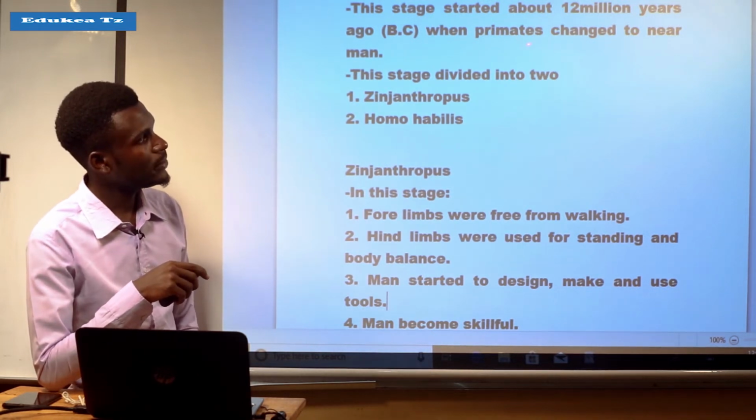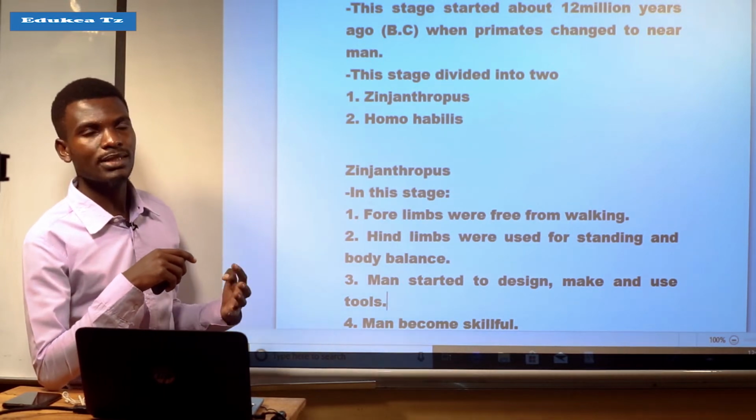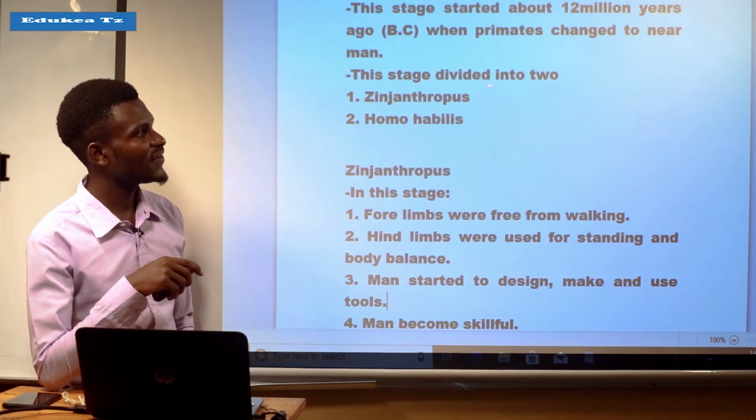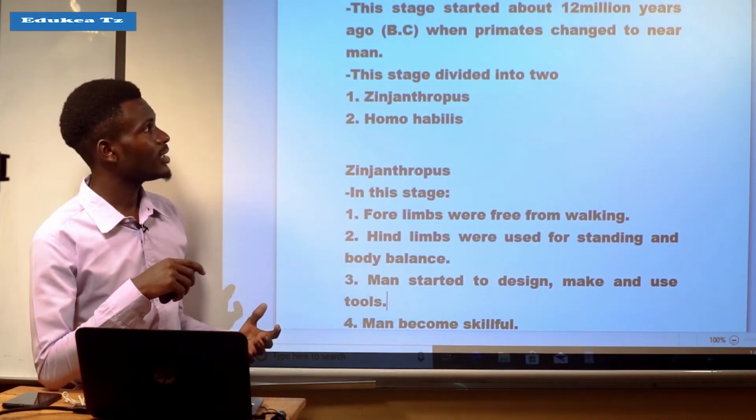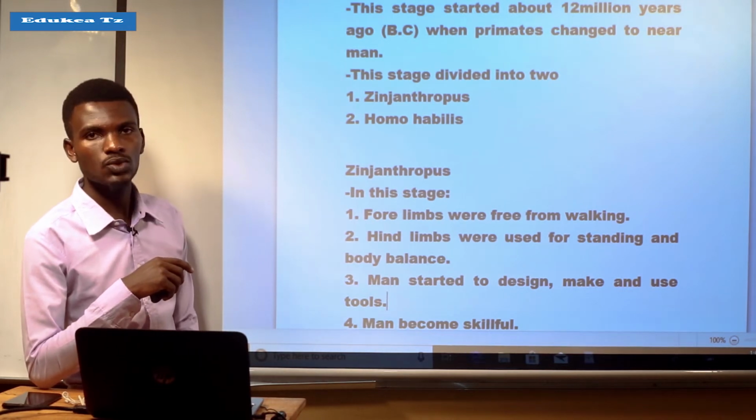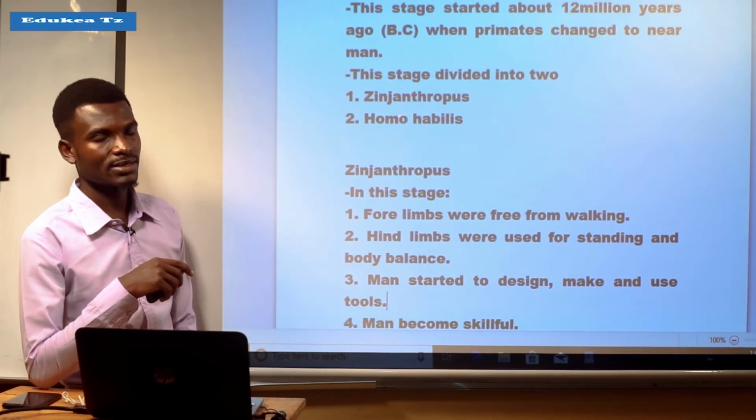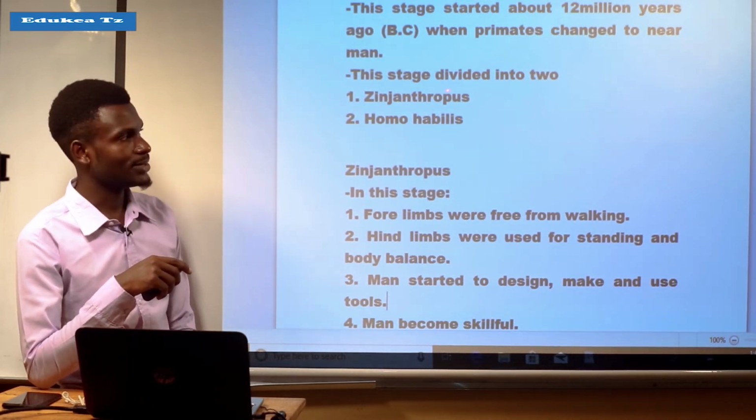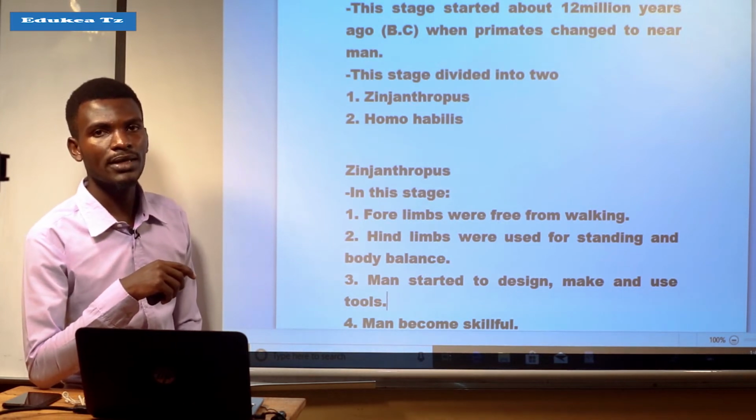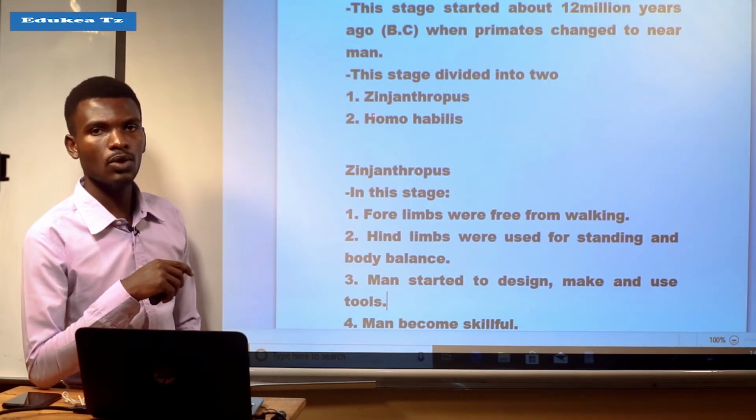When primates changed to near man, this stage divided into two. It means that the Australopithecus African family is divided into two stages. The first one is Zinjanthropus. That was the first stage under the Australopithecus African family. And the second stage was Homo habilis.